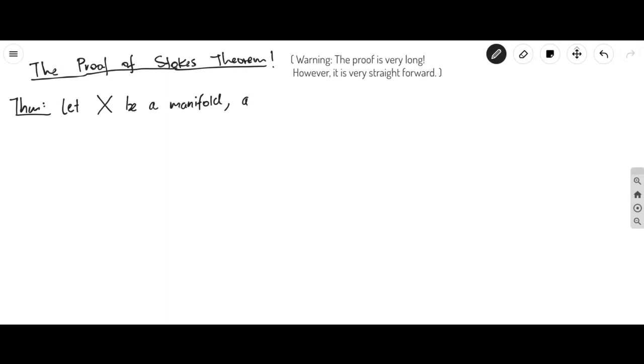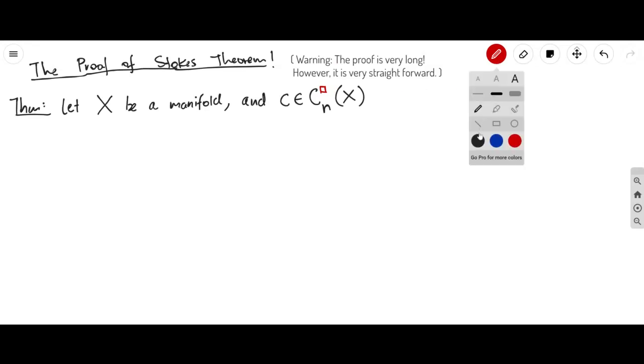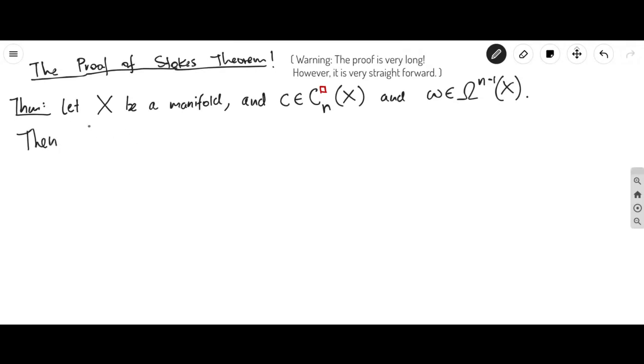So let X be a manifold, and C is a chain of dimension n. And here by chains, we of course mean we're defining chains using cubes instead of simplices. So we have a chain, and omega is a form of degree n-1. Then we have this beautiful relationship: if you integrate d omega over C, notice d omega becomes 1 degree higher, that is the same thing as integrating omega over the boundary of the chain.